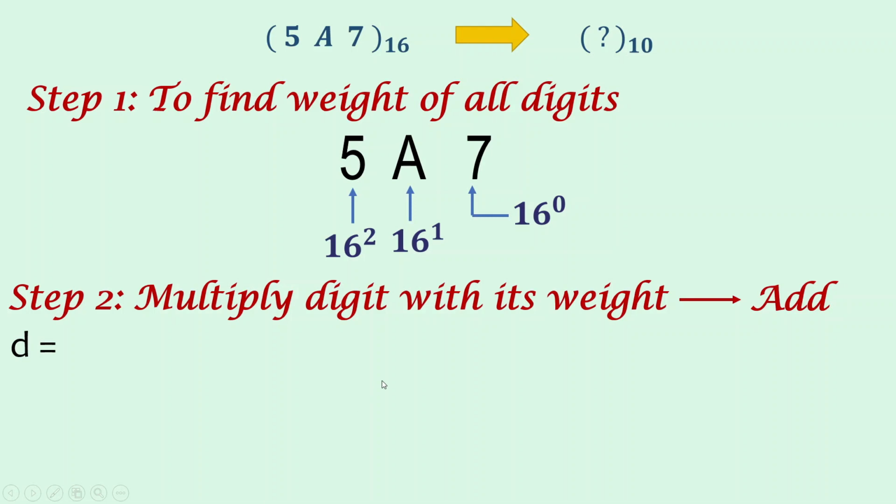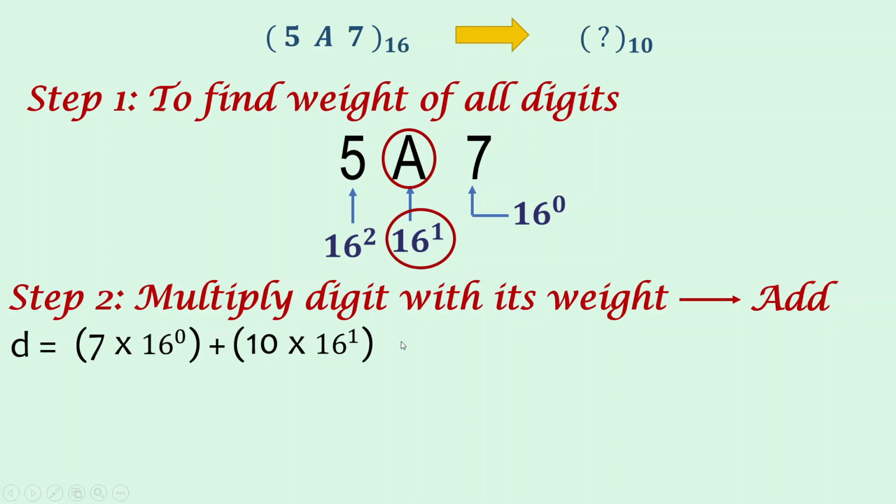So let's call the decimal value D. What we have to do is multiply each digit with its weight. First we will consider 7 and its weight, that is 16 raised to 0. So we will write 7 into 16 raised to 0, plus, moving to A. A is equivalent to 10, since in hexadecimal after 9 we write A, B, C, D, E, F for 10 to 15. So A will be 10 into 16 raised to 1, plus this 5 into 16 squared. So we have multiplied each digit with its weight and we have added it.